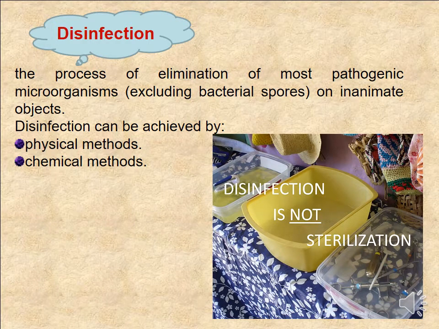Another term is disinfection. What does disinfection mean? A process of elimination of most pathogenic microorganisms, excluding bacterial spores, on inanimate objects. Disinfection can be achieved in two ways: physical method and chemical method. Disinfection is not sterilization. It kills microorganisms like bacteria, but resistant bacteria, spores, or viruses cannot be killed by disinfection.